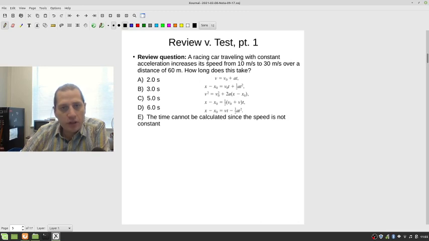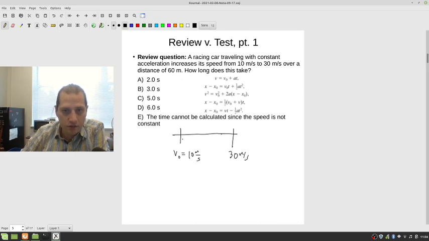There were quite a few problems in the test that were just one-dimensional motion and one-dimensional accelerated motion. The question I put on your review that was like this was the one with the racing car, where the car is at some initial time going at a speed of 10 meters per second, and then at some later time is going at a speed of 30 meters per second. So it's going slower here, it's going faster there.